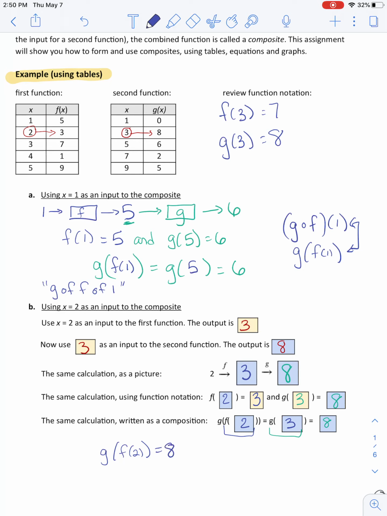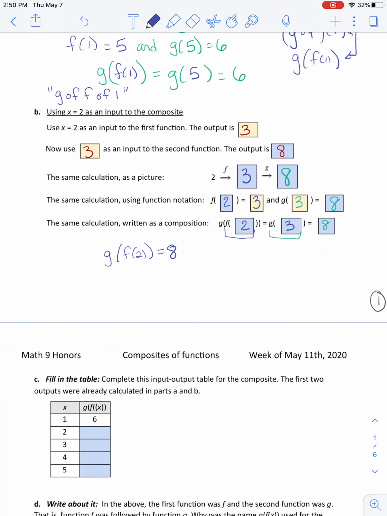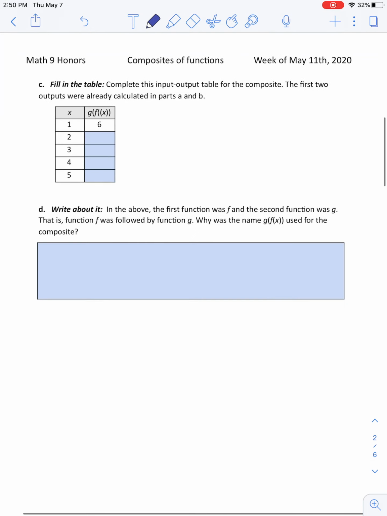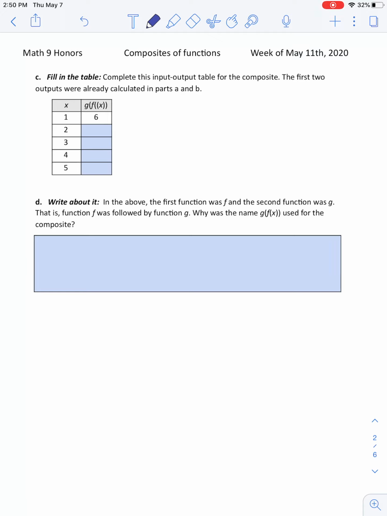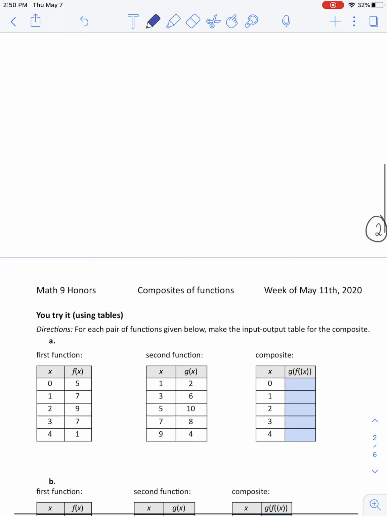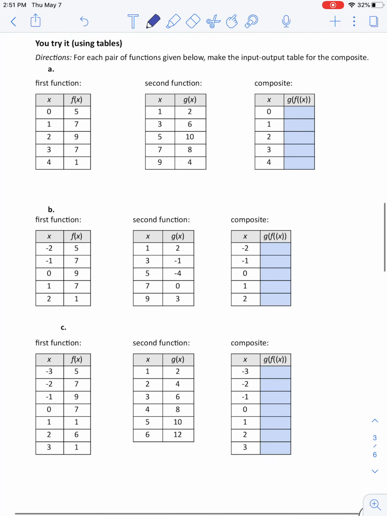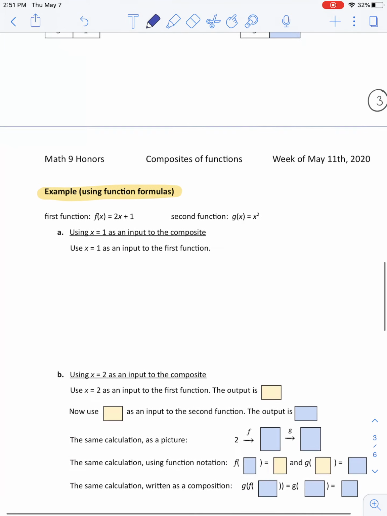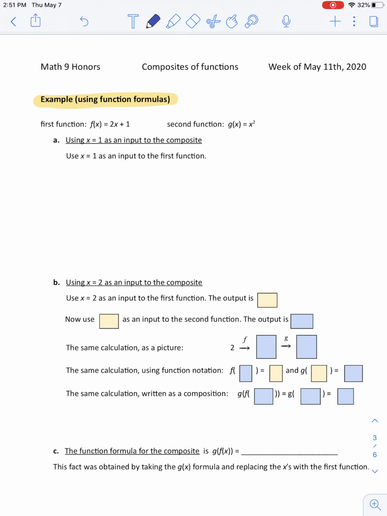So what I'd like you to do is pause the video and go through parts C and D on the next page. See if you can fill out the rest of the table using this idea of composition, and then write your answer for D, or type your answer for D. Then you're going to do the next page, which is you try it using tables, so other examples with different tables. And then when you come back from pausing, we're going to go through this example using function formulas instead of tables.